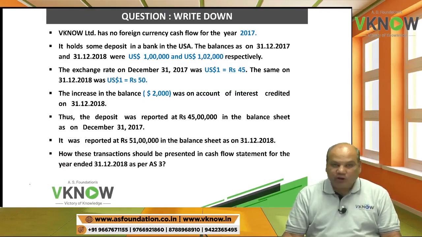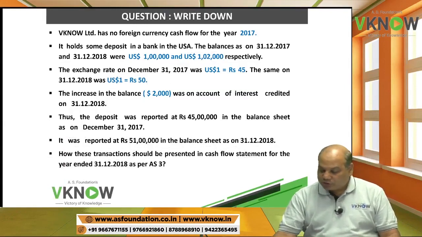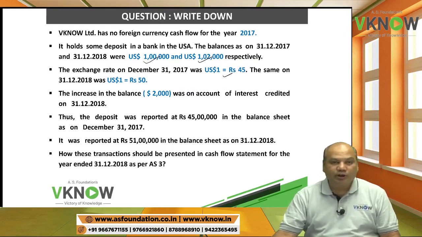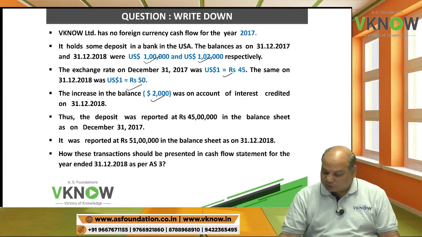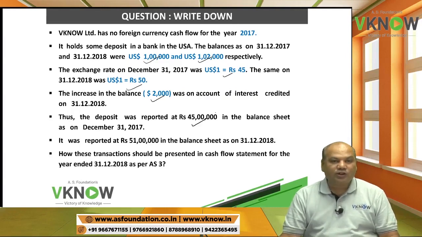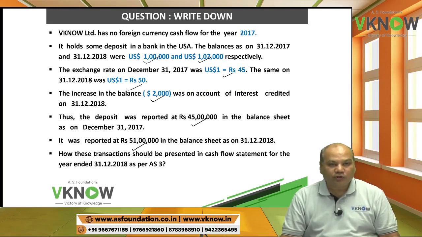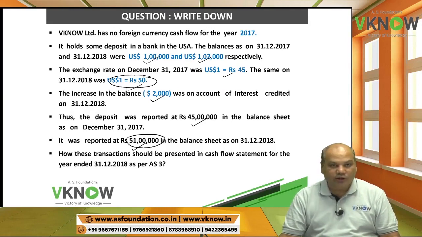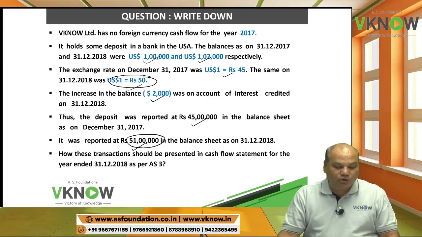Let us read the question quickly again. This company had an opening balance in bank deposit of 1 lakh, closing is 1 lakh 2000, opening rate 45, closing rate 50. The difference of 2000 is the interest which was credited to the fixed deposit account. Opening cash and cash equivalent 45 lakh, closing cash and cash equivalent is 51 lakh. Closing balance is arrived at by applying the closing rate. Because of this, there is some unrealized exchange gain or loss also.